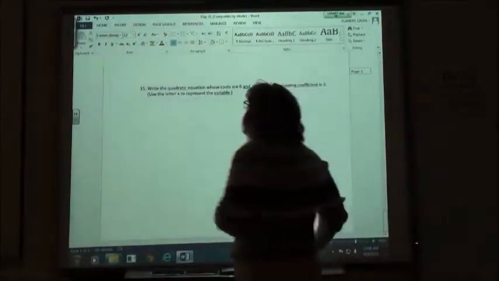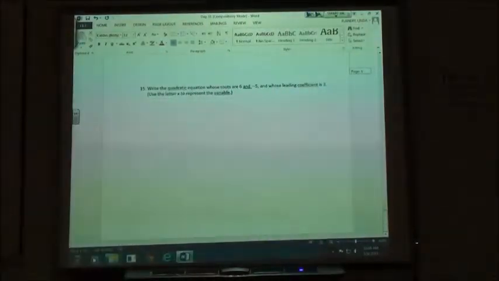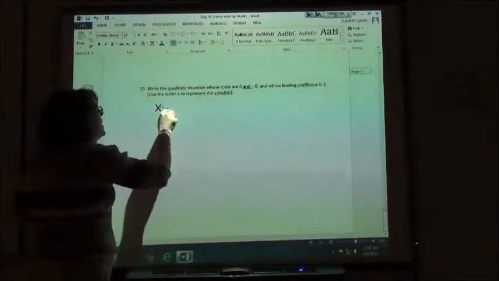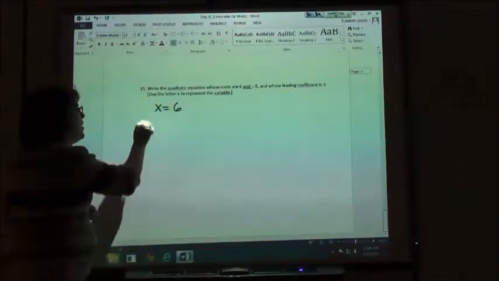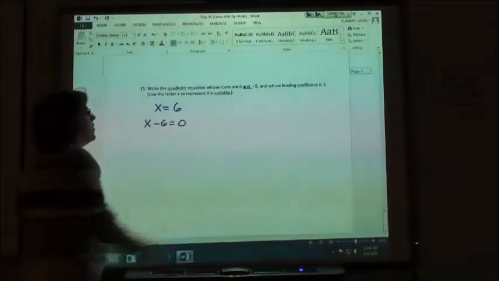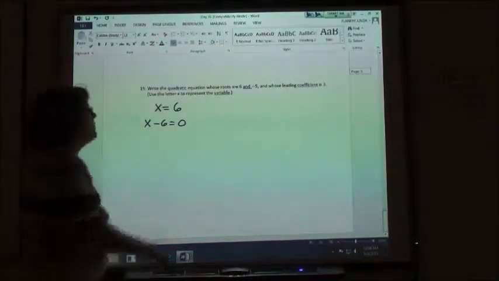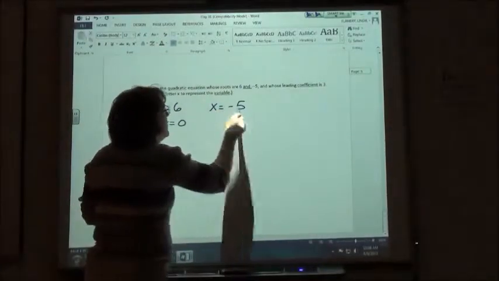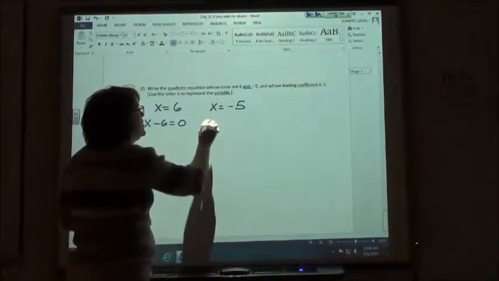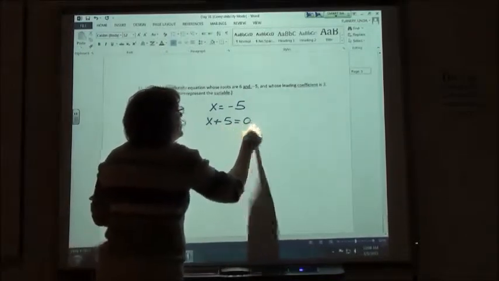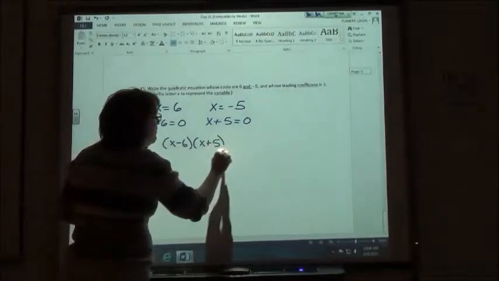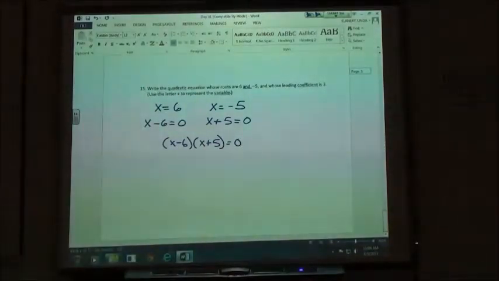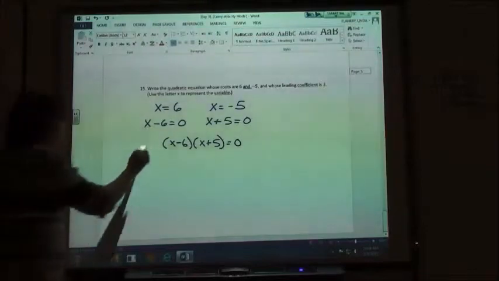Number 15, write my quadratic equations whose roots are 6 and -5, whose leading coefficient is 3. So, if x equals 6, my factor, moving my 6 over, x minus 6 would equal 0. If my answer is -5, I've got to move my 5 to the other side, so x plus 5 equals 0. So x minus 6 times x plus 5 would have equaled 0 for my factors. My leading coefficient is 3.